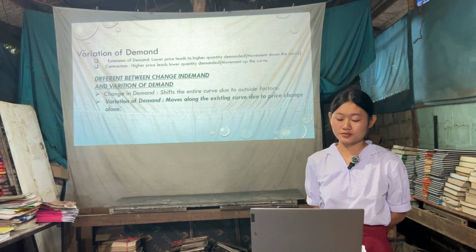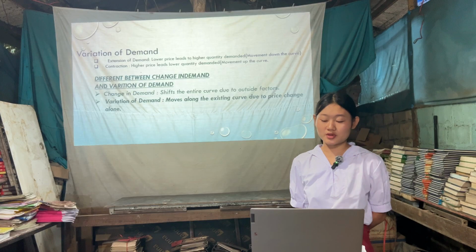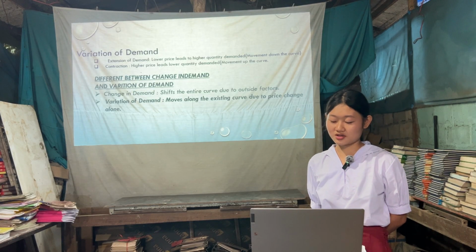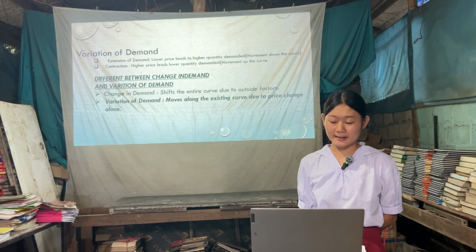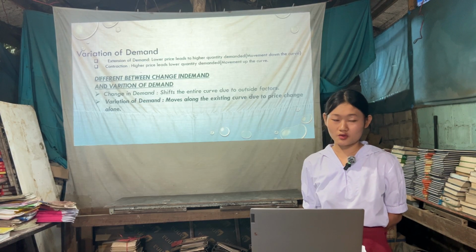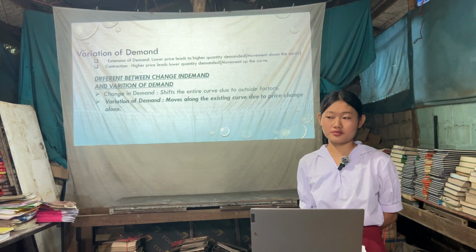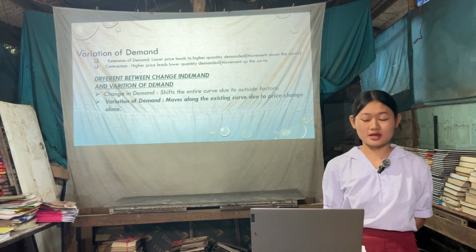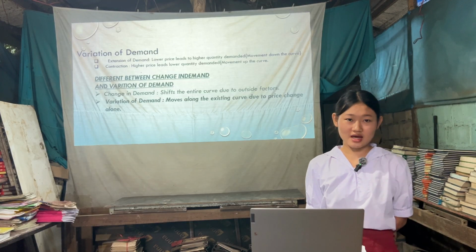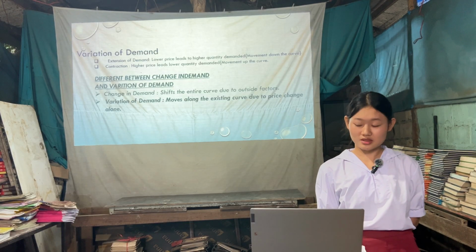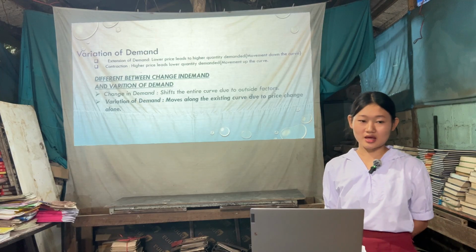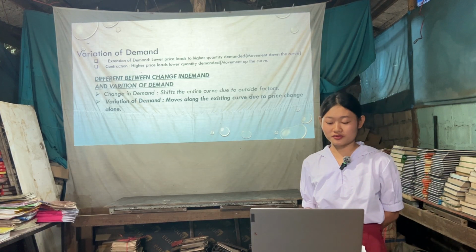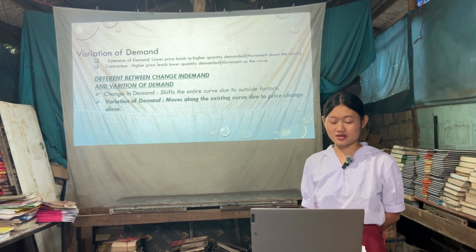In conclusion, demand shows the relationship between price and quantity that consumers are willing and able to buy. When price falls, people buy more. When price rises, people buy less. Understanding demand helps businesses decide prices, helps government make policy, and helps us predict how people will react when things in the economy change.